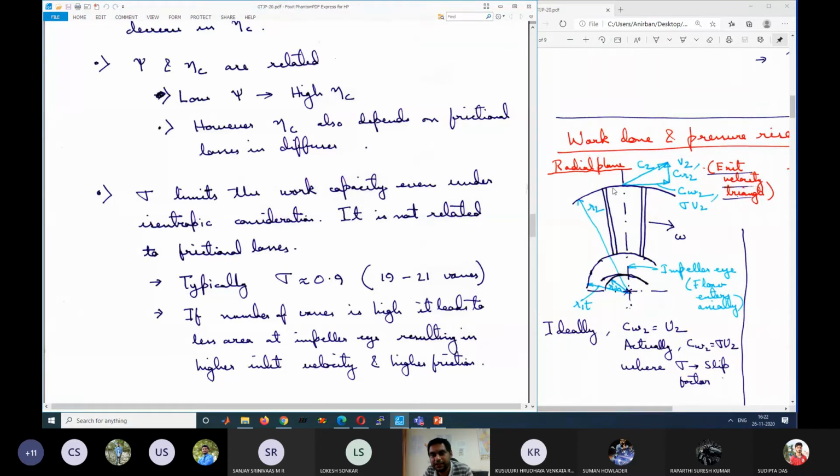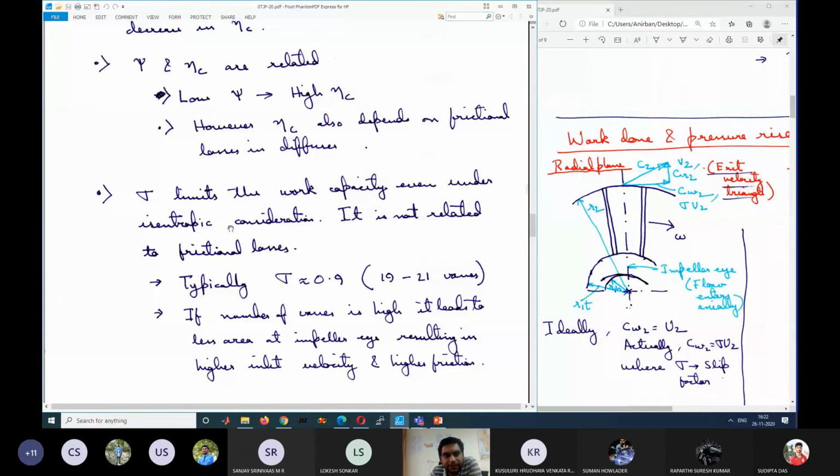It is something related to something else. It happens because you are not able to push the air with the same velocity as U2 because some air actually goes to the other side. So the average velocity of the air decreases in this direction and it is less than U2. It does not relate to any frictional losses.